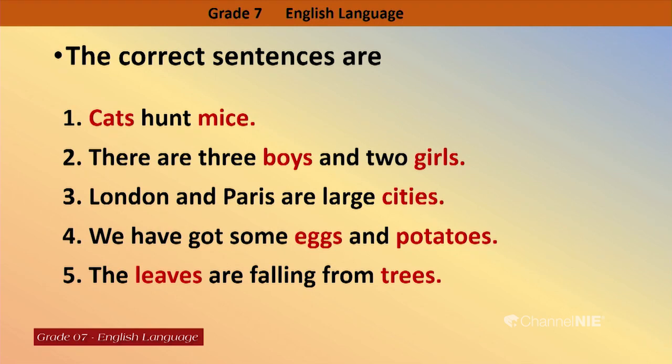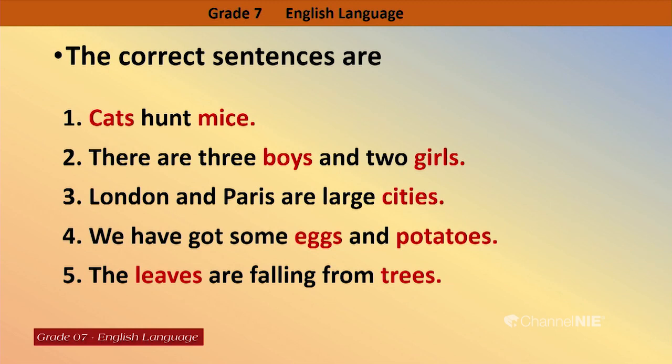Now, it is the answers that we are going to look at. Cats hunt mice. There are 3 boys and 2 girls. 3 boys and 2 girls, the plural. London and Paris are large cities.